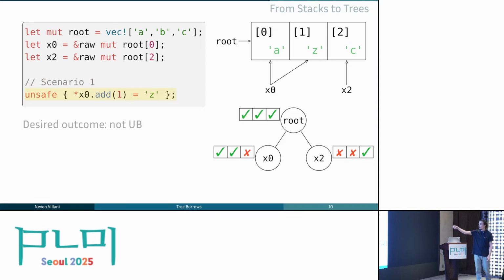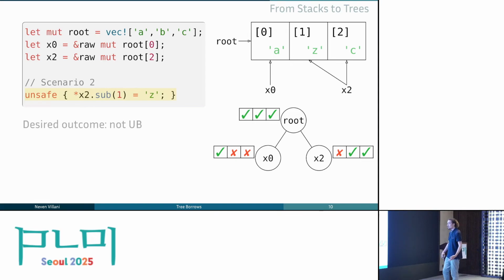So in the first scenario, x0 accesses into index 1, we give x0 the corresponding permission, and we kill x2 at index 1, ensuring some form of uniqueness is preserved. In the opposite scenario, we do the reverse. We give x2 the permission and take it away from x0. So this is an example where tree borrows is capable of accepting both scenarios. Stack borrows rejected both. So here we have a case where tree borrows is much more permissive than stack borrows.